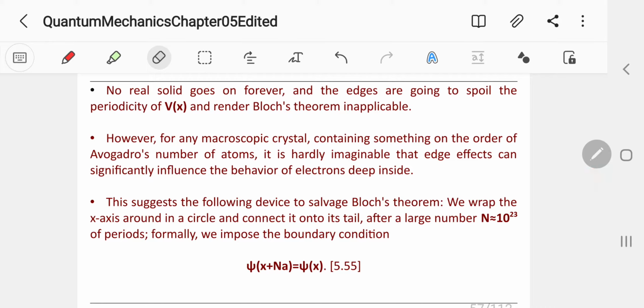So as for any object visible to the naked eye, each of these objects will contain Avogadro's number of atoms, 10 to the 23 of them. And it is hardly imaginable that the edge effects can significantly influence the behavior of the electrons deep inside. So within the object, the electron still feels so free.